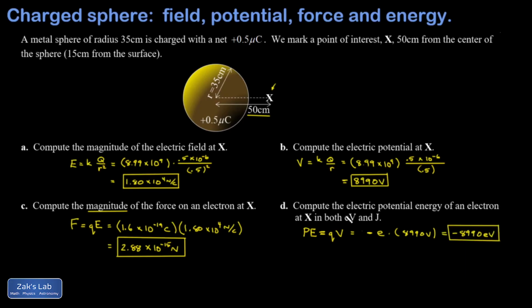Then I can multiply by the conversion factor that each electron volt is 1.6 times 10 to the negative 19 joules. And my electron volts are going to cancel. And I get negative 1.44 times 10 to the negative 15 joules.